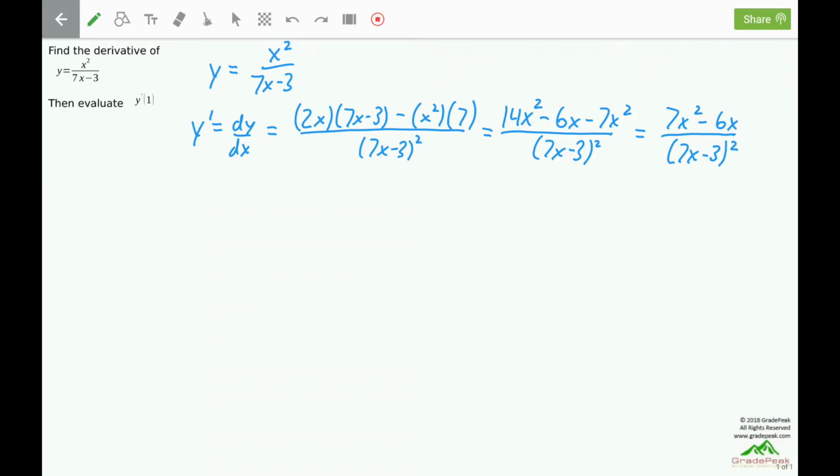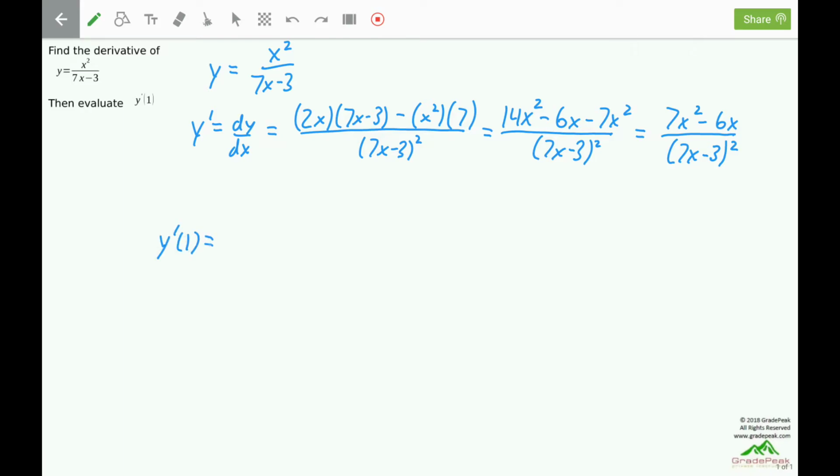There is a common factor of x in the numerator, but there's no sense in factoring that out because there's nothing in the denominator to cancel with. We only factor if there's going to be something to cancel with, so we will leave the derivative looking like that. But we do want to evaluate y prime of 1, so let's go ahead and do that.